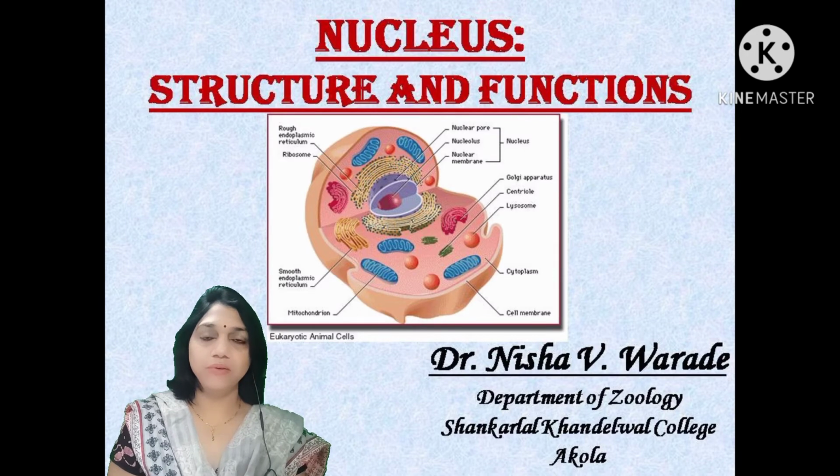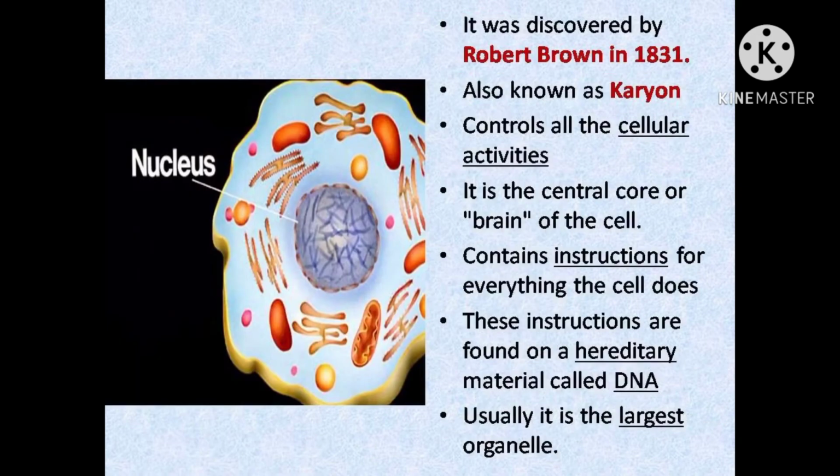Today I am here with yet another topic called nucleus. Under this topic, we will see the electron microscopic structure and functions of nucleus. Nucleus, as a cell organelle, was first discovered by Robert Brown in 1833. A synonym word for this organelle is the Greek word karyon.